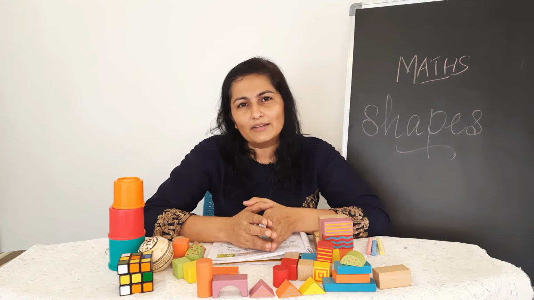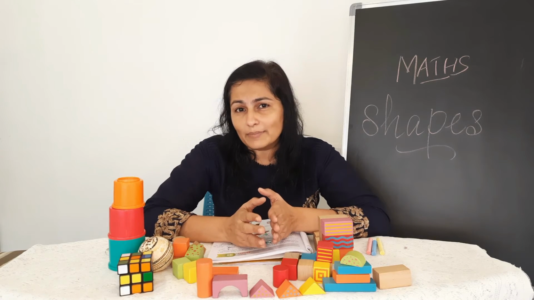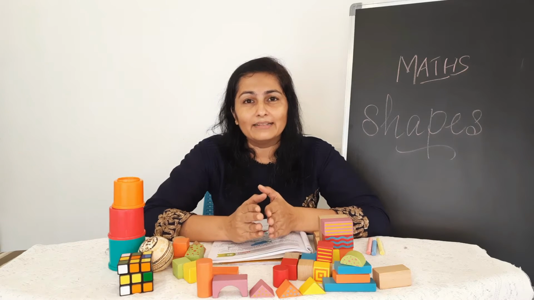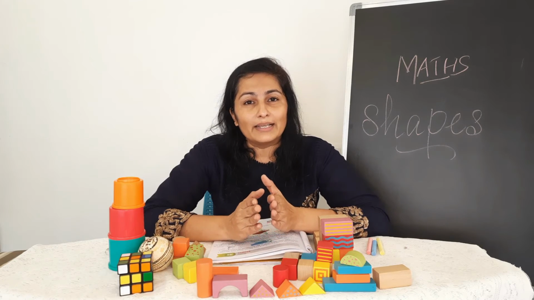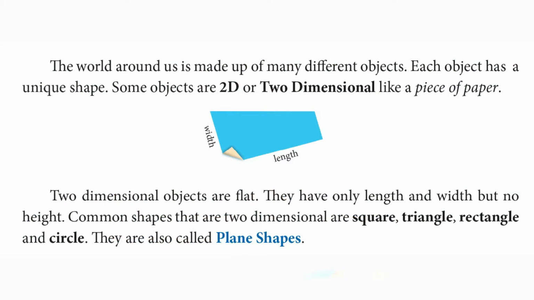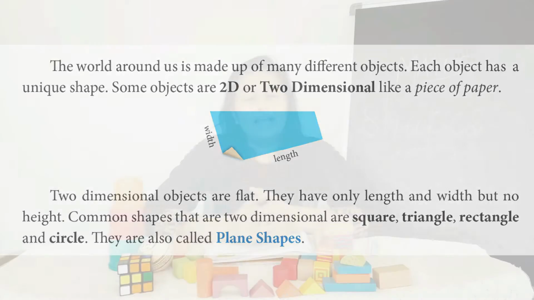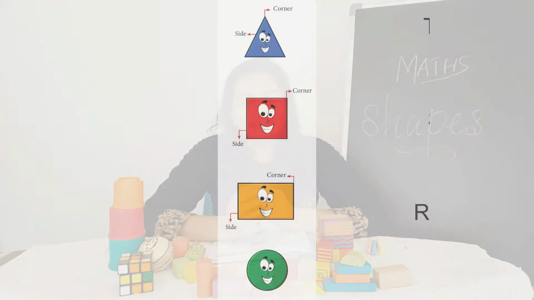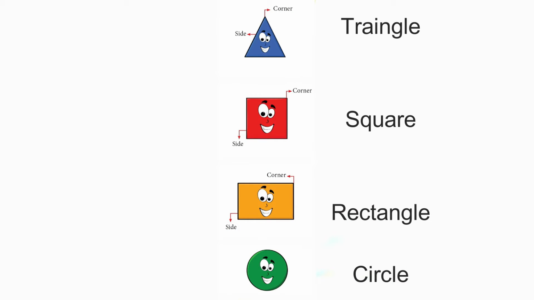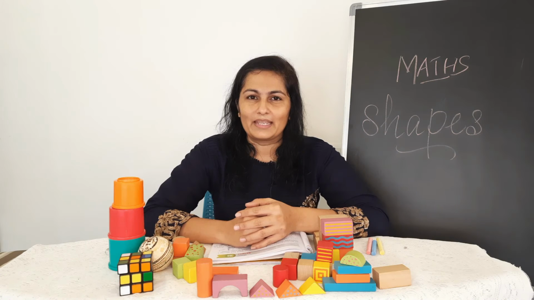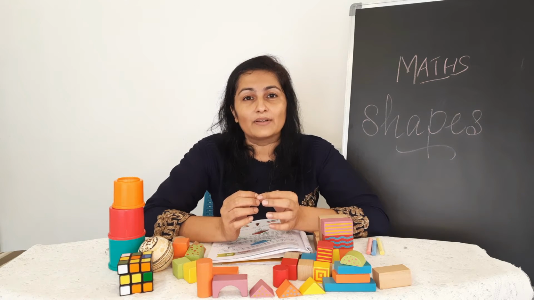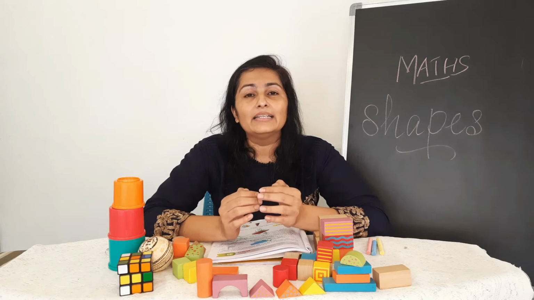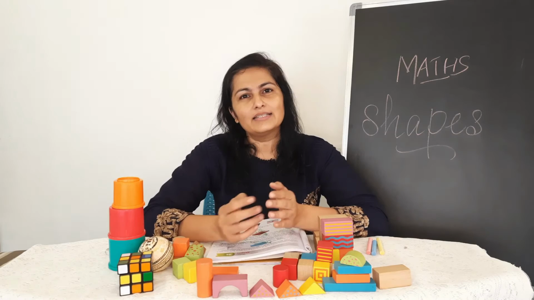So what did we learn about 2D, or two-dimensional shapes? They have only length and width, no height, and they are flat shapes. The commonest example is a piece of paper. And what are the common 2D shapes? Yes, triangle, rectangle, square and circle. These 2D shapes are also called plane shapes. That's the other name for it.